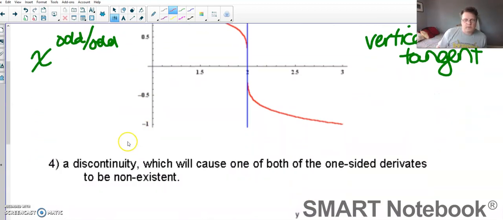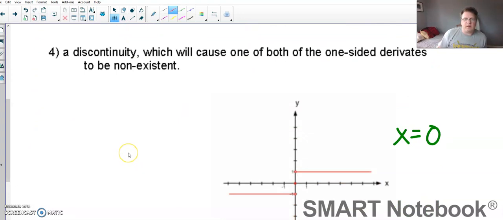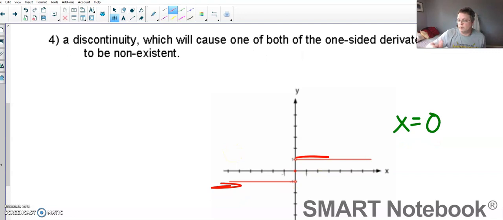Now you also have discontinuity, which will cause both one-sided derivatives to be nonexistent. Here's our discontinuity. Remember, this was the jump discontinuity, because at 0 again, it's going from down at the bottom. I don't know if you can see my cursor going from down here to up over here. That's a jump. Remember, we also have the removable one.